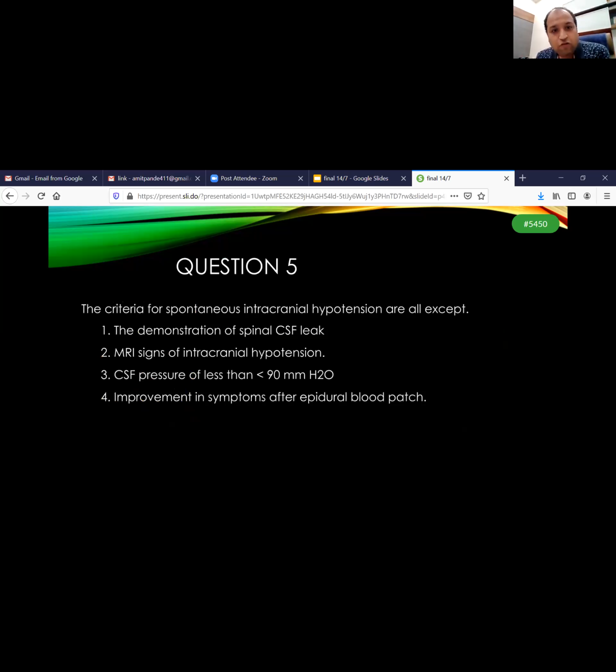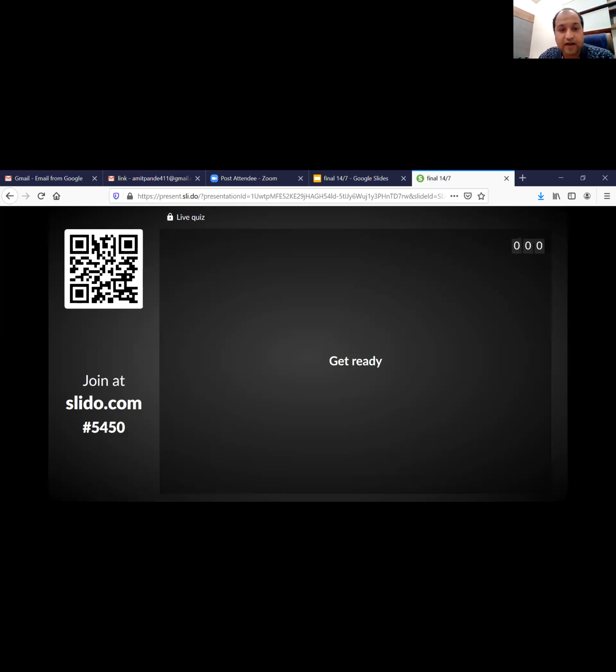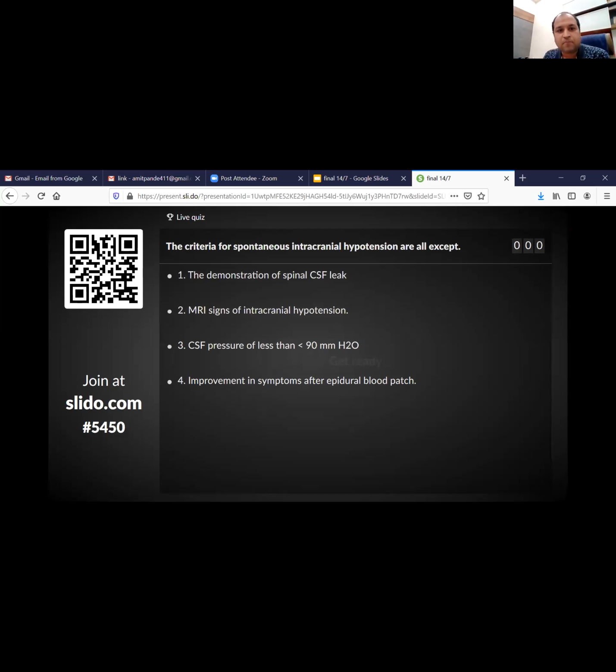The criteria for spontaneous intracranial hypotension are all except: the demonstration of spinal CSF leak, MRI signs of intracranial hypotension, CSF pressure of less than 90 millimeters of water, and improvement in symptoms after epidural blood patch. So this is your Slido slide. Get ready to answer on your mobile app. The criteria for spontaneous intracranial hypotension are all except.